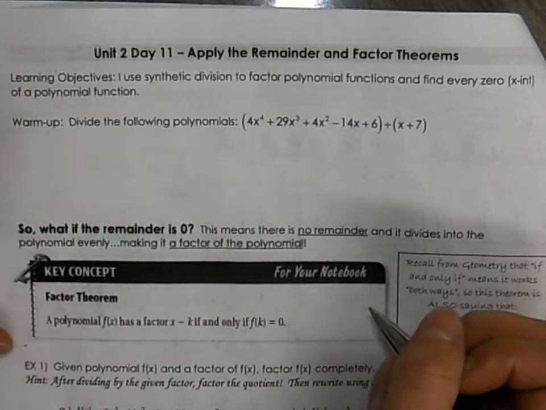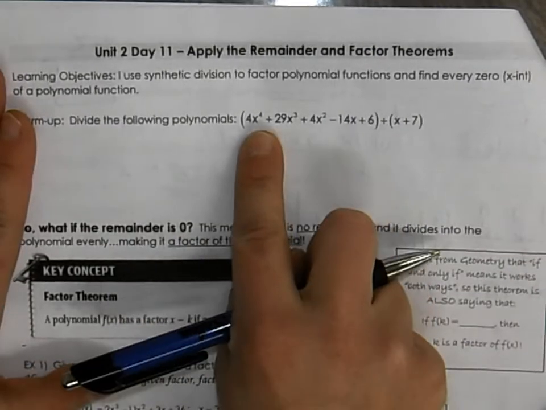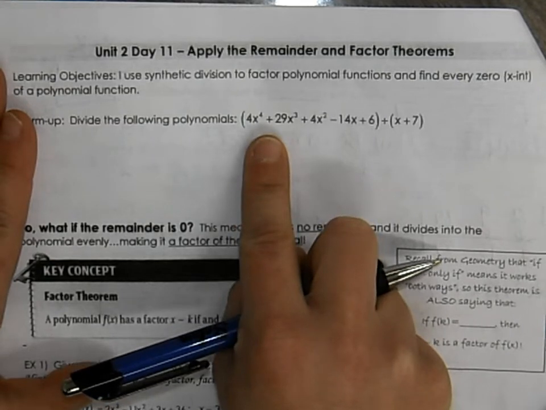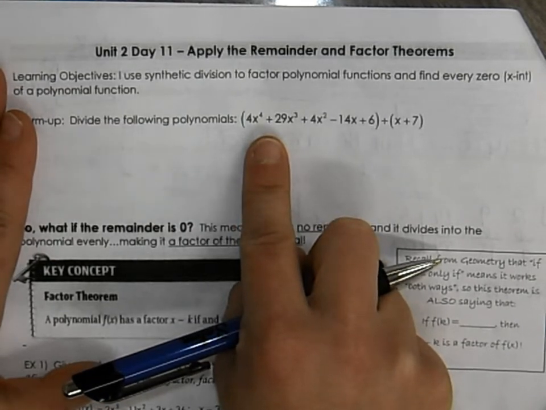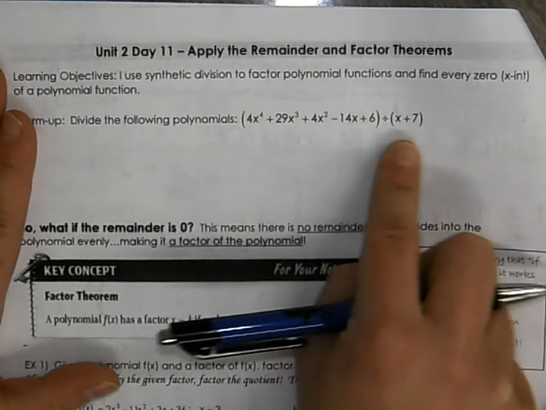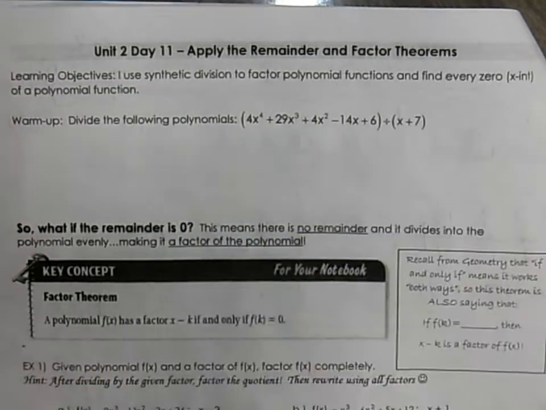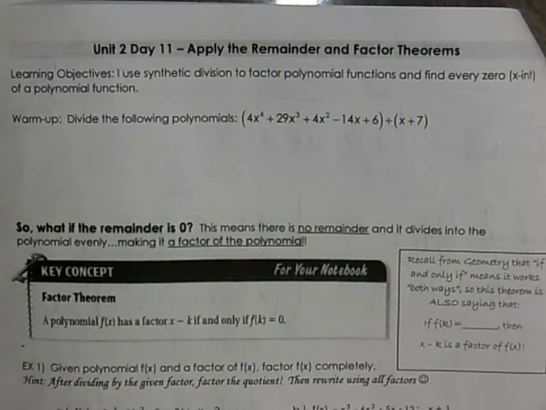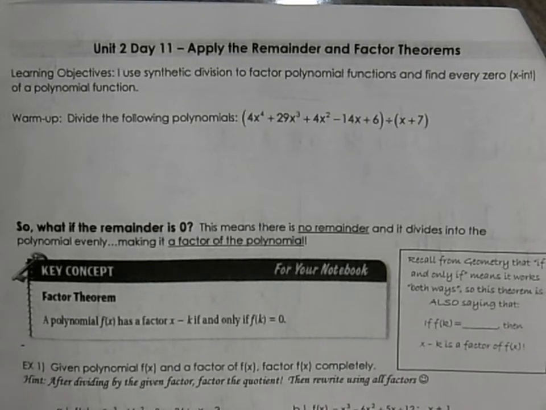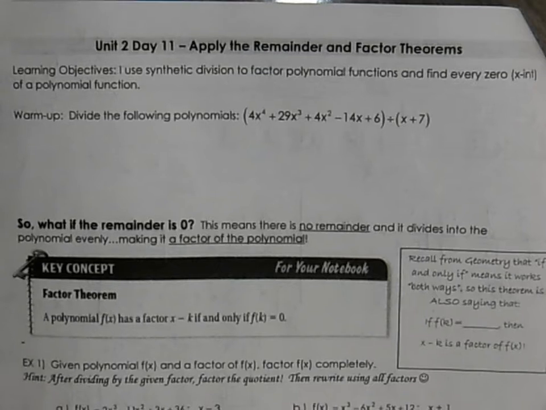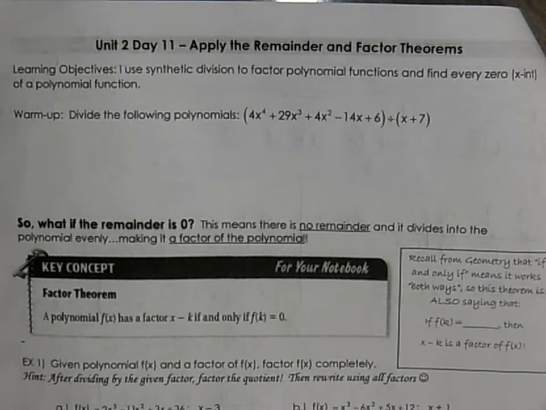Our warm-up for today is for you to divide 4x to the fourth plus 29x cubed plus 4x squared minus 14x plus 6 divided by x plus 7. Please feel free to pause the video and divide this on your own. And when you have an answer, please restart the video and we'll see how well you did.